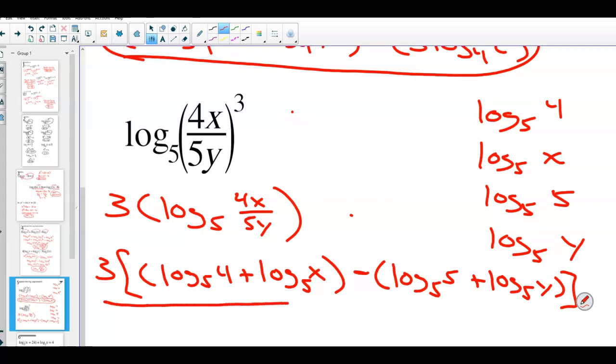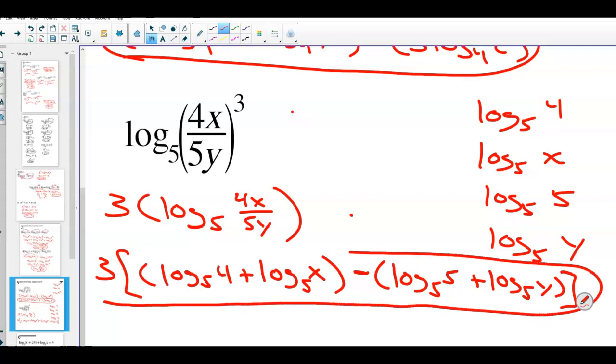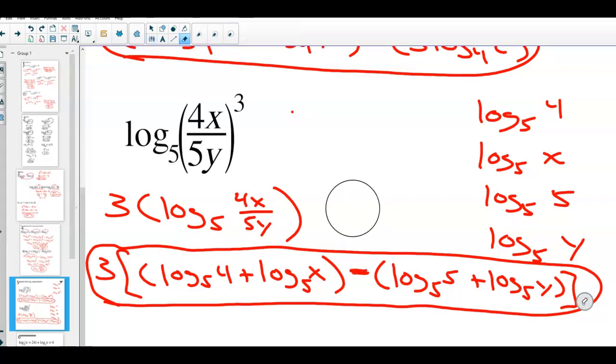So this 3 has to go to every single term. But we're multiplying the 4 and the x. That gives me the plus sign here. We're multiplying the 5 and the y. That gives me the plus sign down here. But we're dividing all of it, so that puts the subtraction sign in the middle. That's how you expand.